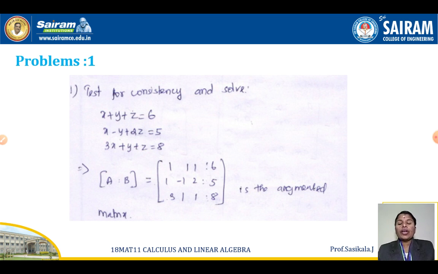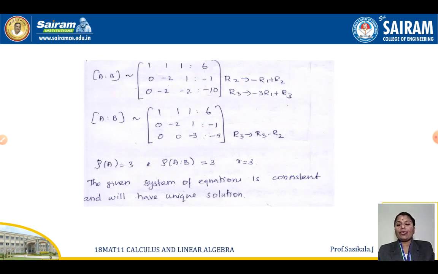So first take the augmented matrix of A, B. The coefficients of the first row, you can see, are 1, 1, 1 and 6. That is the B matrix, right? Then 1, minus 1, then the coefficient of z is 2, and on the right side will be 5. And the third equation, the x coefficient, y coefficient, z coefficient, then 8: 3, 1, 1, 8. So it is called an augmented matrix. Now you can try to make it an echelon form, since we need to find the rank.